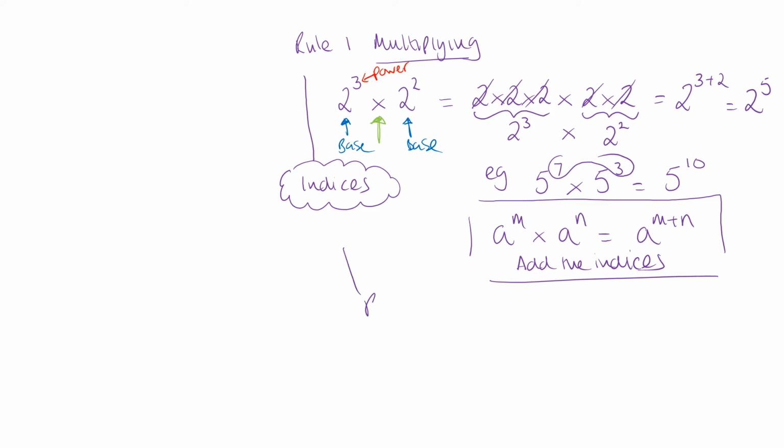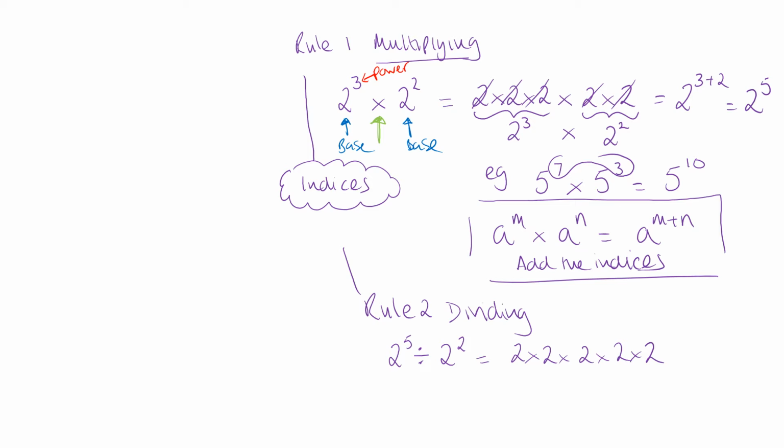Let's have a look at rule number 2. This is when we're going to be dividing numbers of the same base. So let's have 2 to the 5 divided by 2 squared. So 2 to the 5 just means 2 times by itself 5 times. 1, 2, 3, 4, 5.